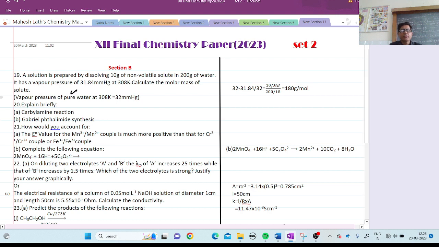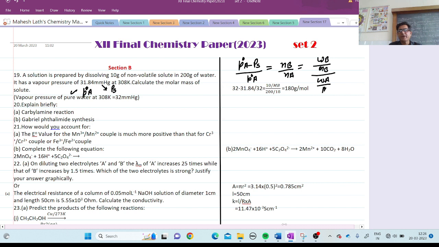Vapor pressure of pure water is represented as P naught A, and vapor pressure of solution is represented as PS. So its formula is (P naught A minus PS) upon P naught A. You can also divide it by PS, which is equal to NB upon NA. NB is mass of solute divided by molar mass of solute. NA is mass of solvent divided by molar mass of solvent. When we put the values, 32 is the vapor pressure of pure solvent.